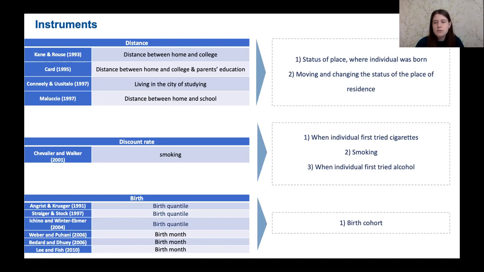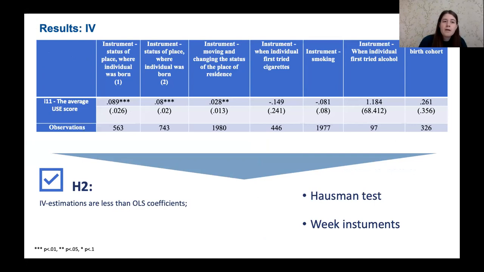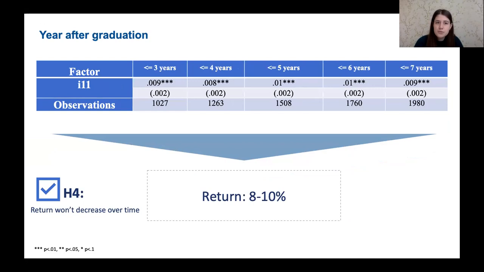And as a result, on the slide you can see the return on the university quality with the instrumental variable approach. And you can see that our hypothesis is true. So IV estimations are less than OLS coefficients. However, I provide Hausman tests to understand if these instruments are effective to use, or we should use, for example, OLS regression. And as a result, we get that these instruments are weak. So we don't recommend using them in regressions because we suppose that it will be more effective to use OLS regression instead.